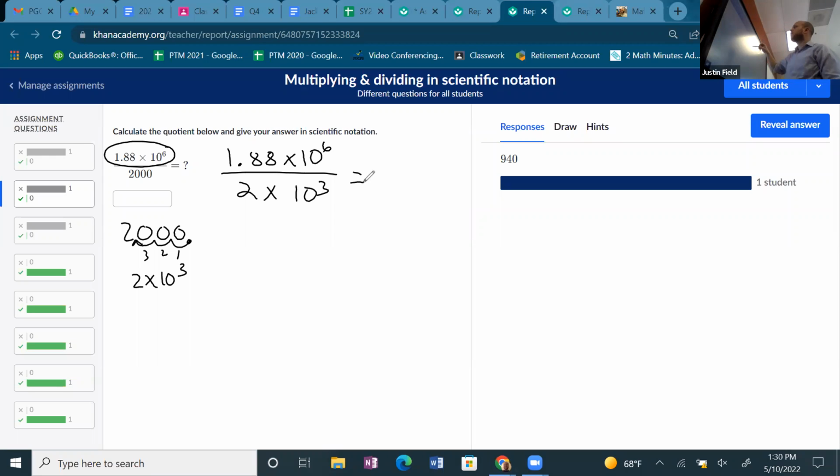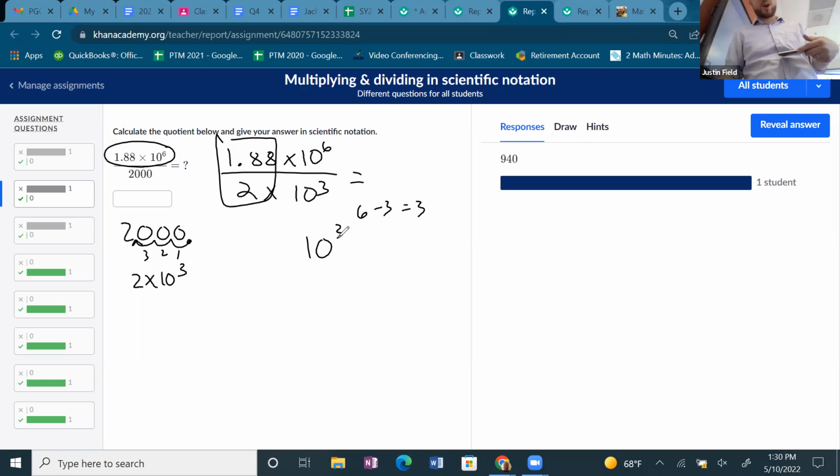All right. So now we would be dividing our numbers, and then we're going to subtract our exponents. So 6 minus 3 is 3. So it's going to be 10 to the 3rd. And what is 1.88 divided by 2? Good question. 1.88 divided by 2 is 0.94.